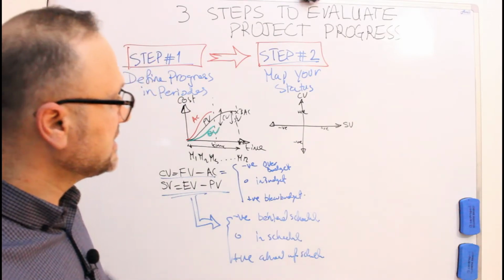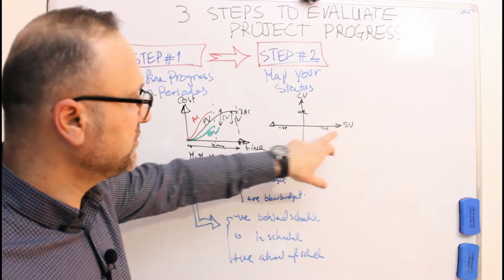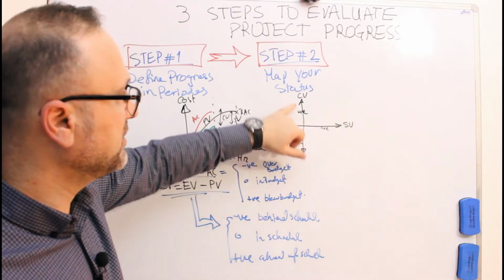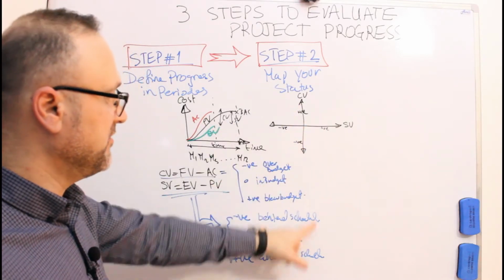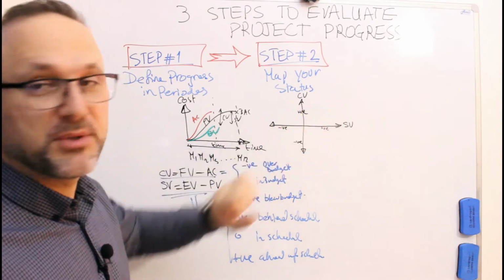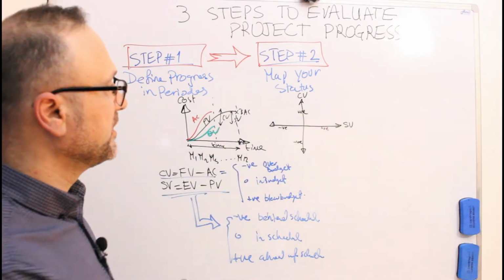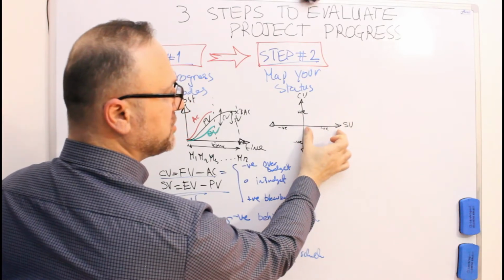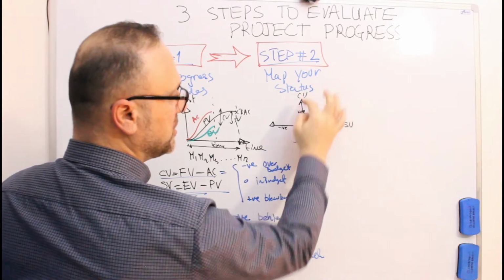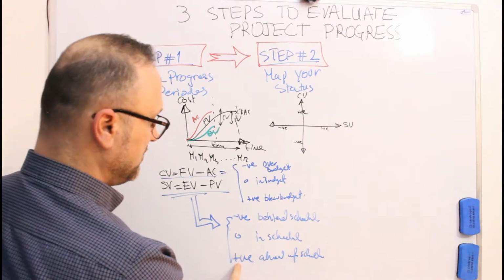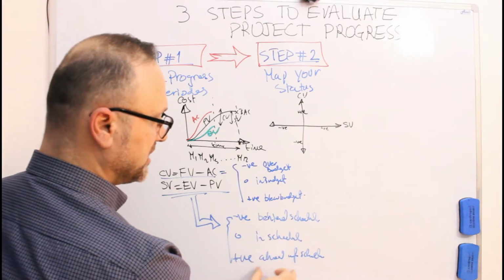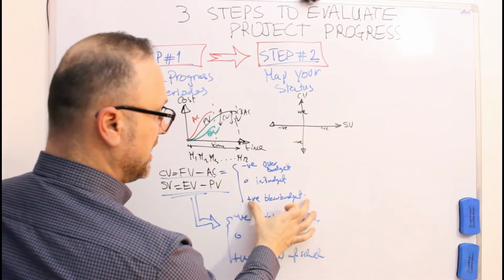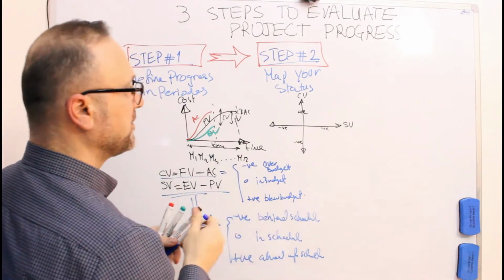Simply translate the positive and negative schedule variance and positive and negative cost variance from the previous step and map it over here. How? This area: positive schedule variance and positive cost variance, positive and positive means that the project is ahead of schedule and below budget. Okay?